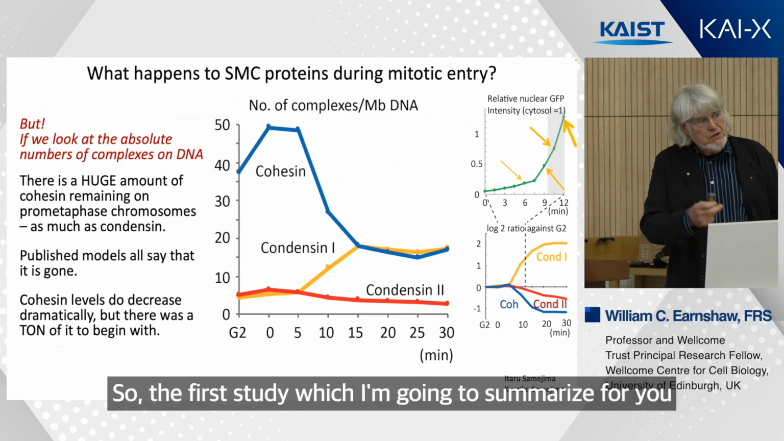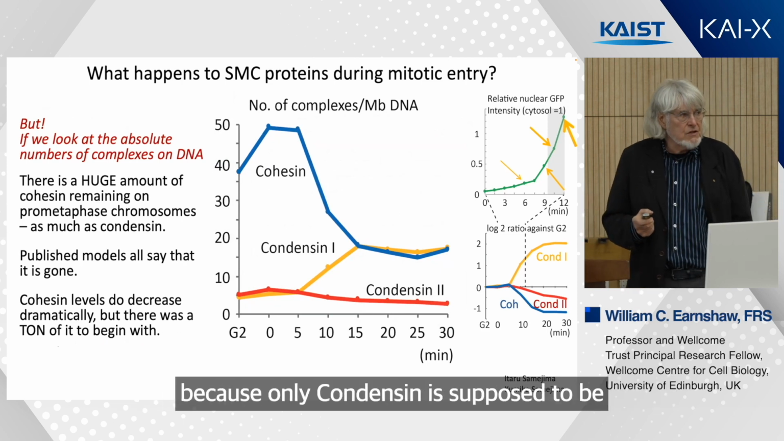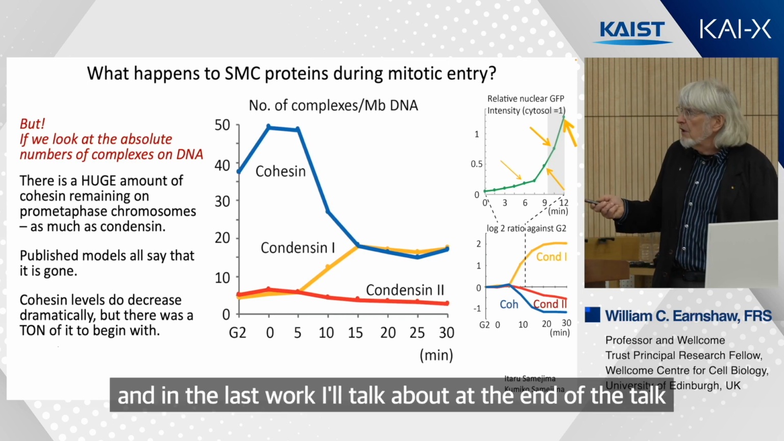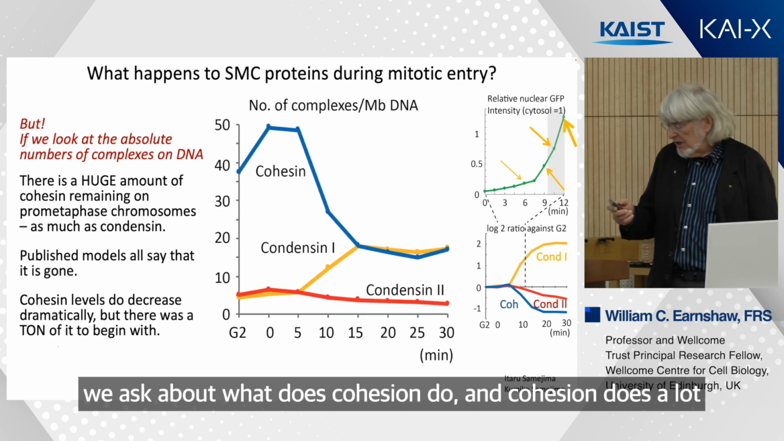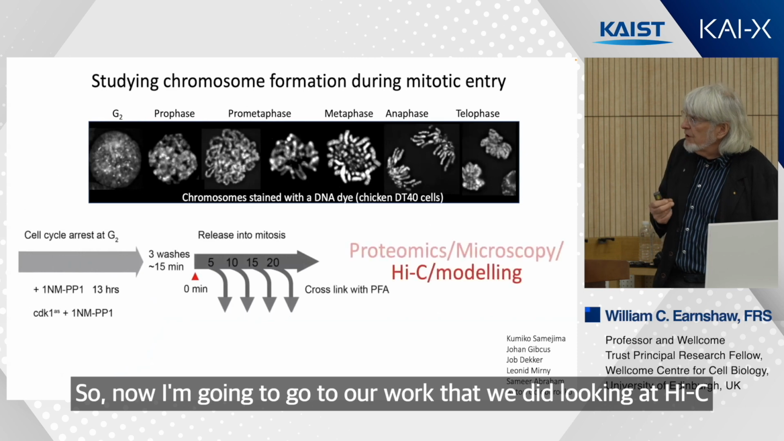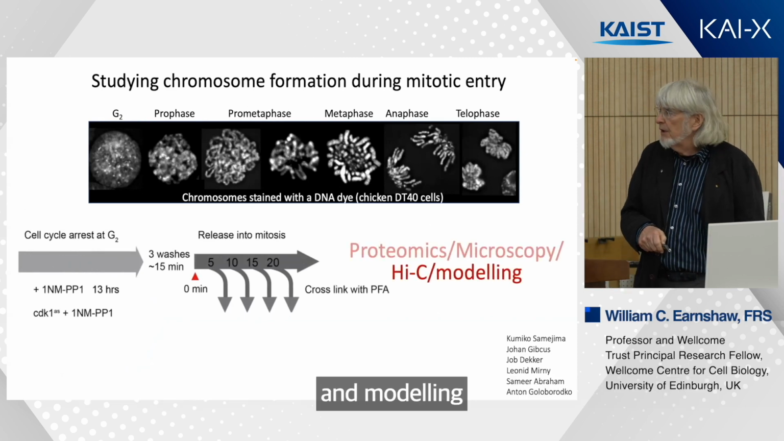So the first study, which I'm going to summarize for you in the beginning, we only studied condensin because only condensin is supposed to be involved in making chromosomes. In the last work I'll talk about, at the end of the talk, we asked what does cohesin do? And cohesin does a lot. It's not supposed to, but it does. So now I'm going to go to our work that we did looking at Hi-C and modeling.